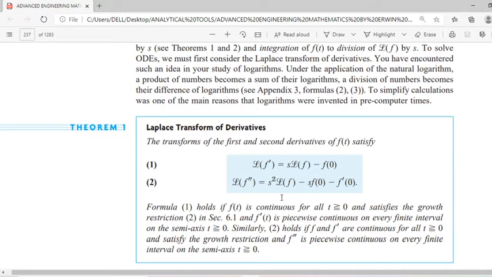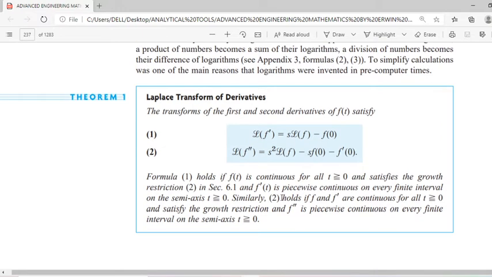So we are studying that tool based on these theorems. We have theorems 2, 3, 4. The first theorem is the Laplace transform of derivatives. The transform of the first and second derivatives of f of t satisfy L of f dash equals s into L of f minus f of 0, and L of f double dash equals s square into L of f minus s into f of 0 minus f dash of 0. So how can we find this formula, or what is the proof of this formula? We have to find out the proof.